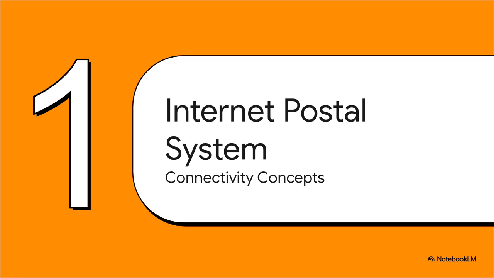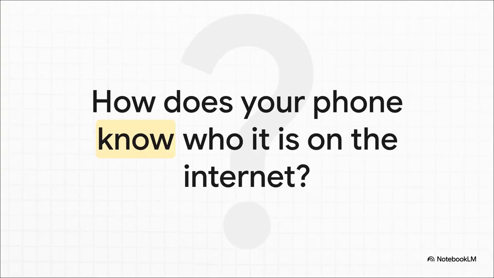Section 1. The Internet's postal system and the fundamental concept of connectivity. So, if we think of the Internet as this massive, highly efficient global postal system, how does your phone actually know who it is within that system? Think about it. When you load a web page or send a message, billions of data packets are just flying around the globe. How do they know exactly how to get back to your specific device, whether you're sitting in a crowded coffee shop or just hanging out in your living room?